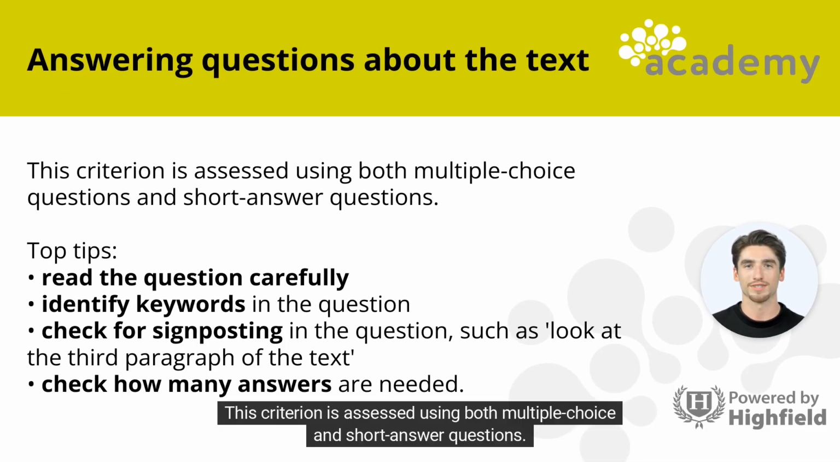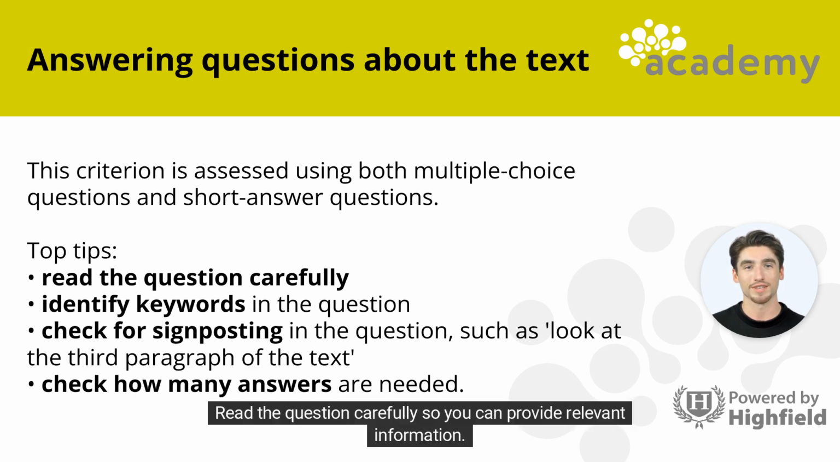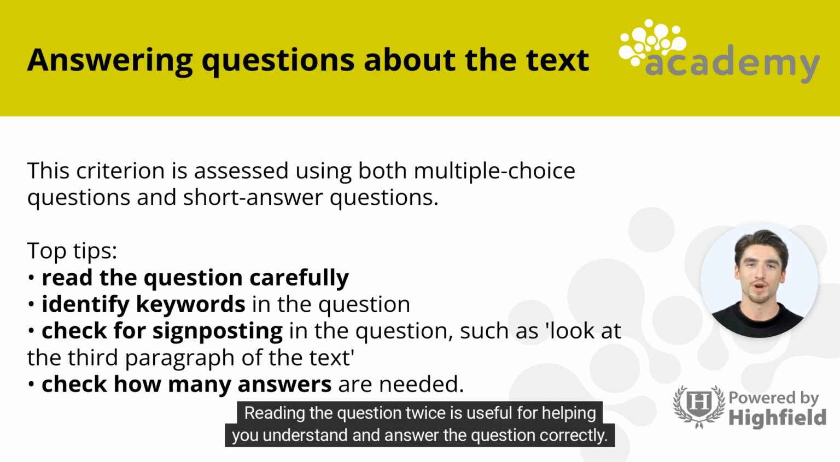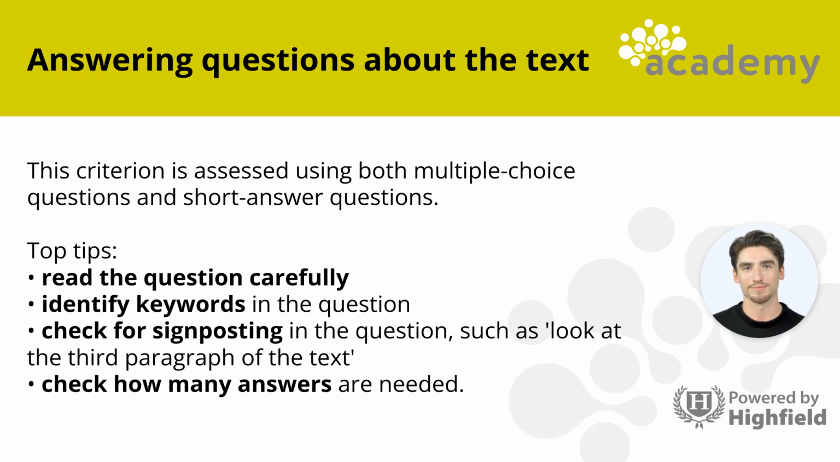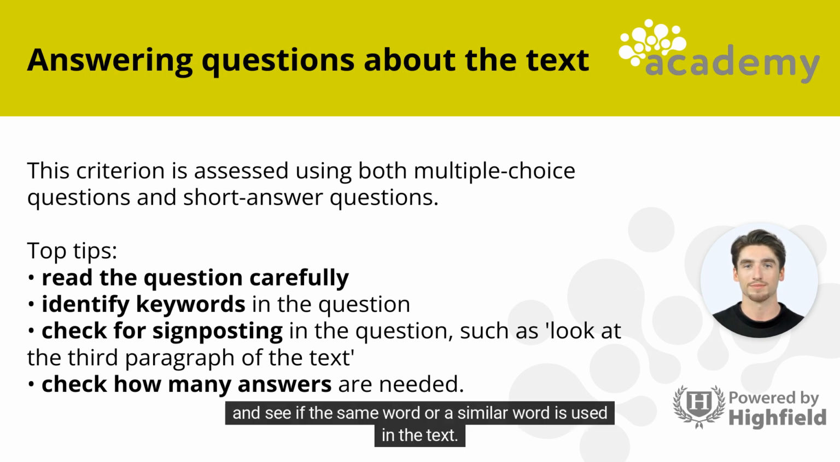This criterion is assessed using both multiple choice and short answer questions. Here are some top tips. Read the question carefully so you can provide relevant information. Reading the question twice is useful for helping you understand and answer the question correctly. Identify keywords in the question and see if the same word or a similar word is used in the text. Underlining the key words or phrases can help with this.